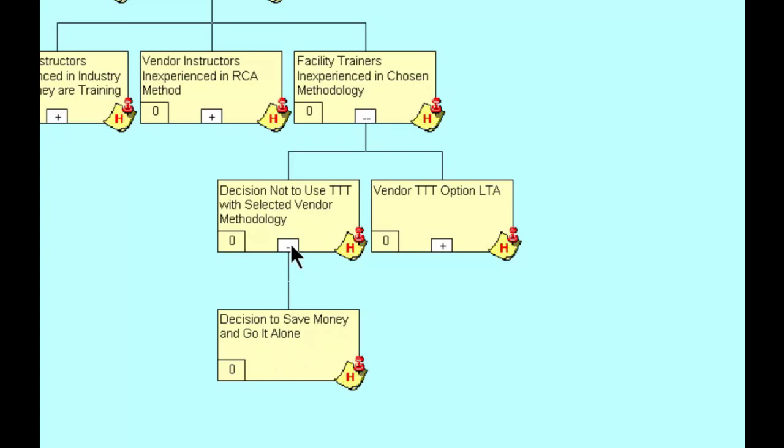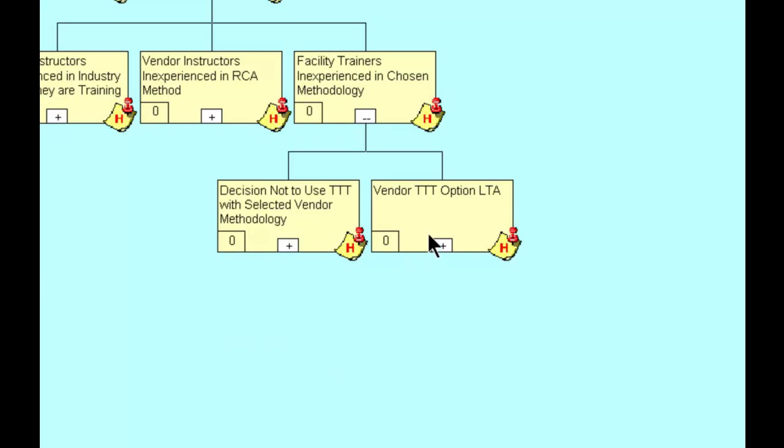We have people who are well-versed, very smart people, but then they get out there and their biases are affecting the way that the chosen methodology is being taught. The vendor train-the-trainer option is less than adequate. Again, poor due diligence by the client. Perhaps the selected vendor's train-the-trainer effort is less than adequate.